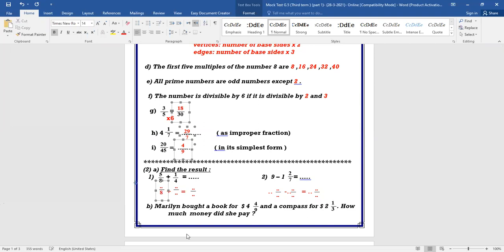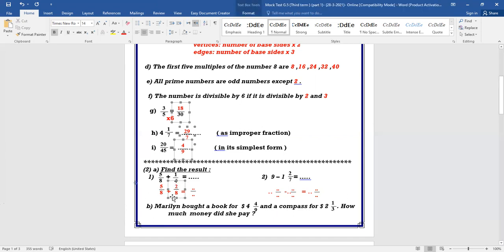For that we use 8 as a common denominator. The first fraction, 8, the same 8, multiplied by 1. It will be 5, the same number here. The other one, how will 4 become 8? Multiply by 2. Then 1 multiplied by 2 equals 2.